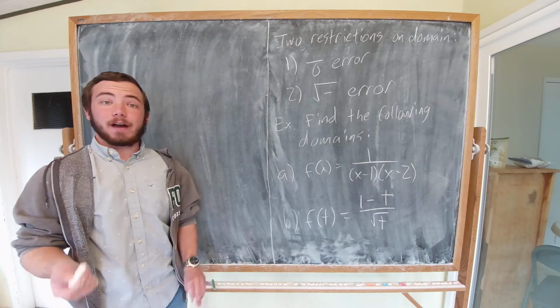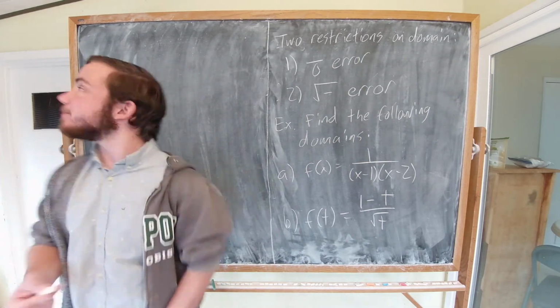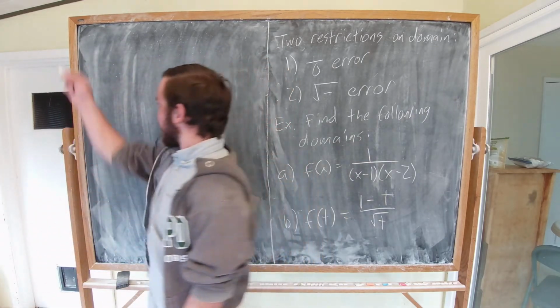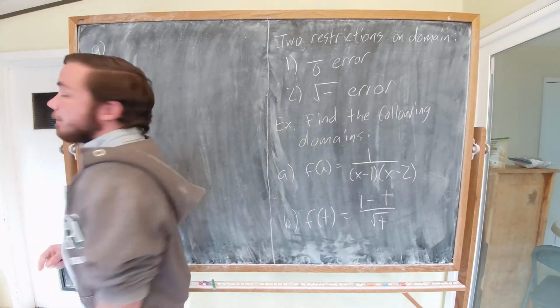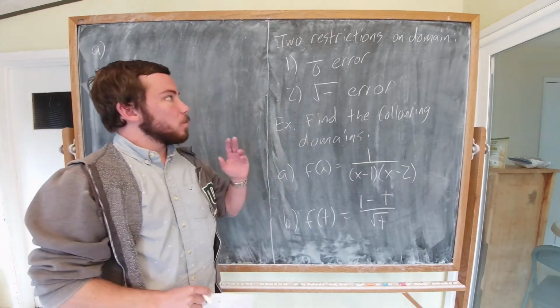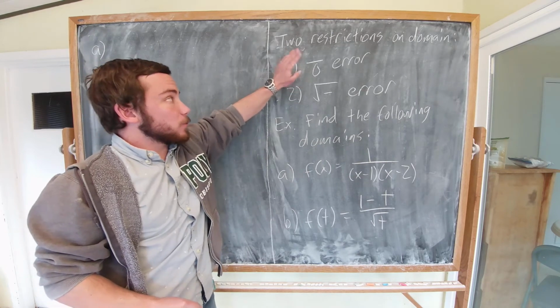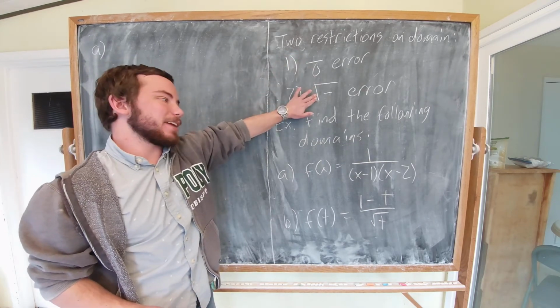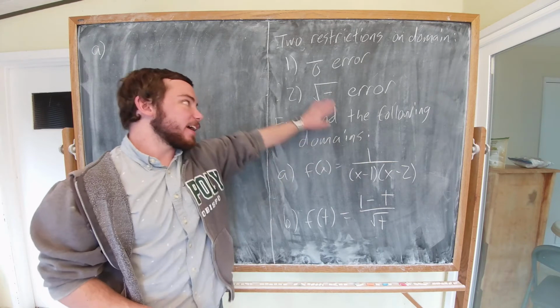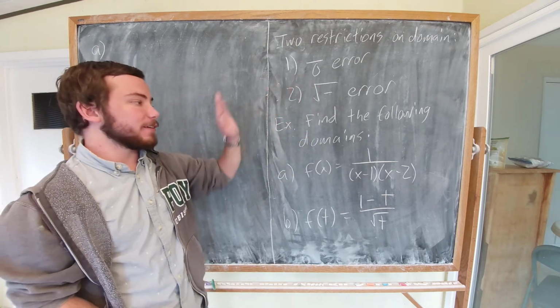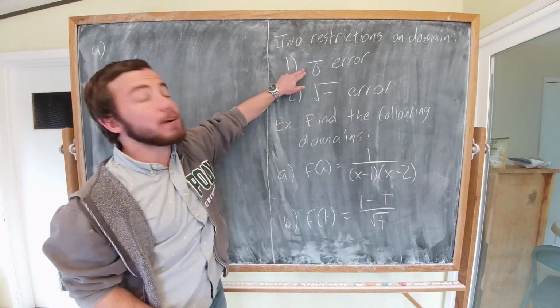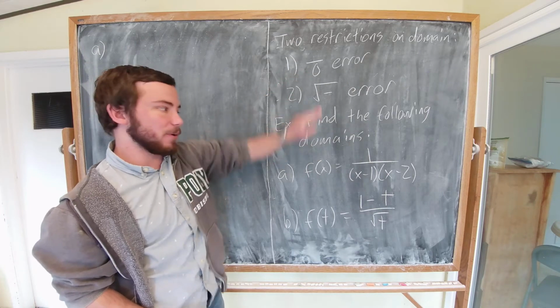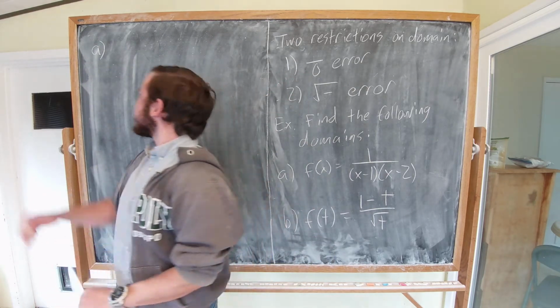Alright, hopefully now you have had a chance to try these problems on your own. Let's do them together. For part A, okay, I know that we have to watch out for divide by 0 errors and square root of negative errors. I see no square roots in A, so we're automatically safe for part 2. But I do see a fraction, which means there's a chance of divide by 0 error. Well, when does that happen?